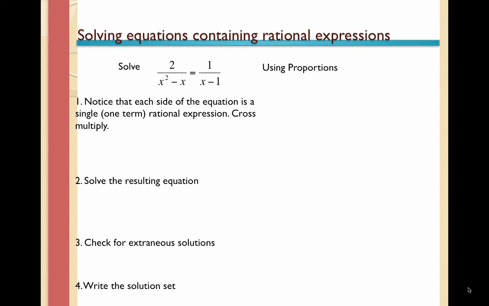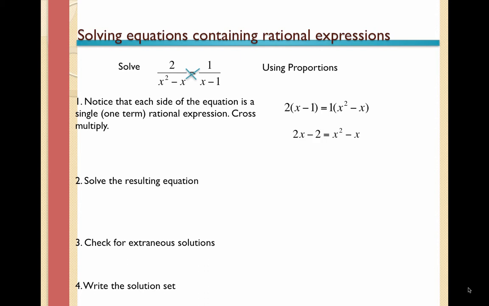One more example, and this time I'm going to show you a much easier way to solve when you have a certain situation. And that situation is that if you have a single term on each side of the equation, then we can treat this as a proportion. And if you remember way back when you studied proportions, there is a property of proportions that says that the cross products are equal. So we're going to create our cross products and set them equal to each other. So 2 times x minus 1 is equal to 1 times x squared minus x. Those are the cross products.